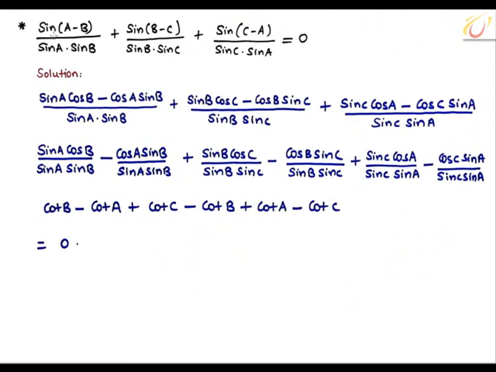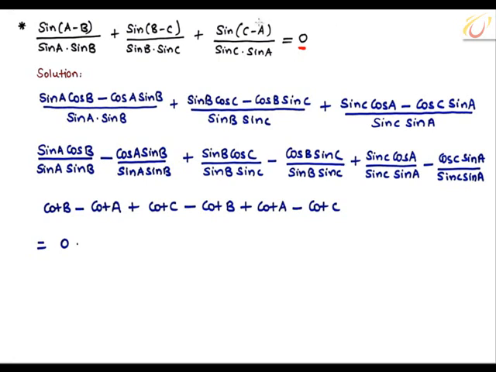Sin(A minus B) upon sin A sin B plus sin(B minus C) upon sin B sin C plus sin(C minus A) upon sin C sin A is equal to 0. So what do we mean, is equal to 0? If we want 0 as the answer, either 0 should be a multiplying factor or each term should cancel out with some other term.